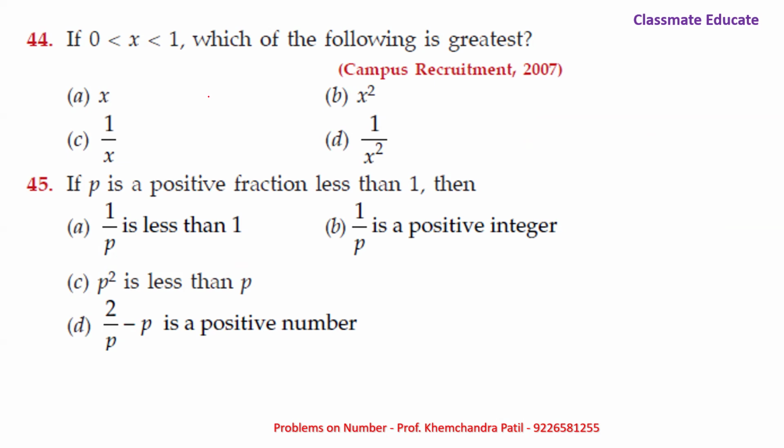If 0 is less than x and x is less than 1, then which of the following is the greatest? इसका मतलब x का वैल्यू फ्रैक्शन में है. It is a fraction.